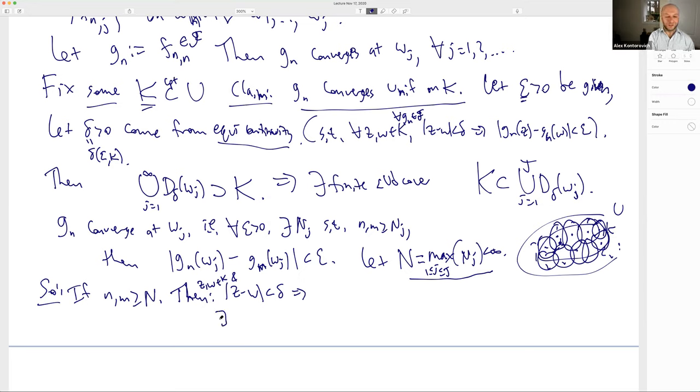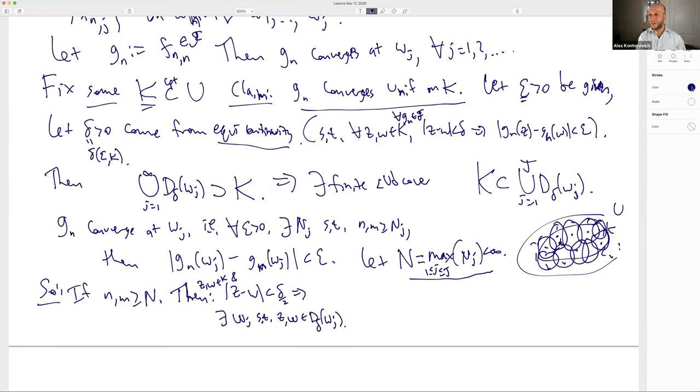There exists a Wj such that, let's make this delta over two, just to make sure that Z and W are both in the delta ball of that Wj.